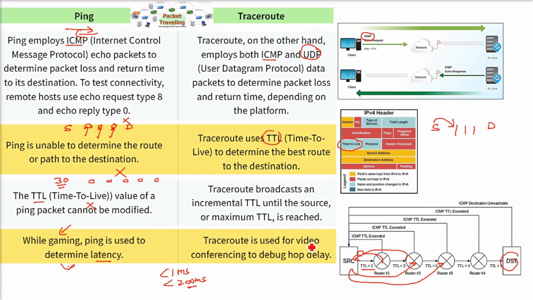For video conferencing, you can use traceroute. You know that there is some problem, because video conferencing is generally wide-ranging, continental kind of stuff. So you know exactly where the problem may be, if there is a problem. Where is the hop delay? Which router, which hop, is creating a problem?